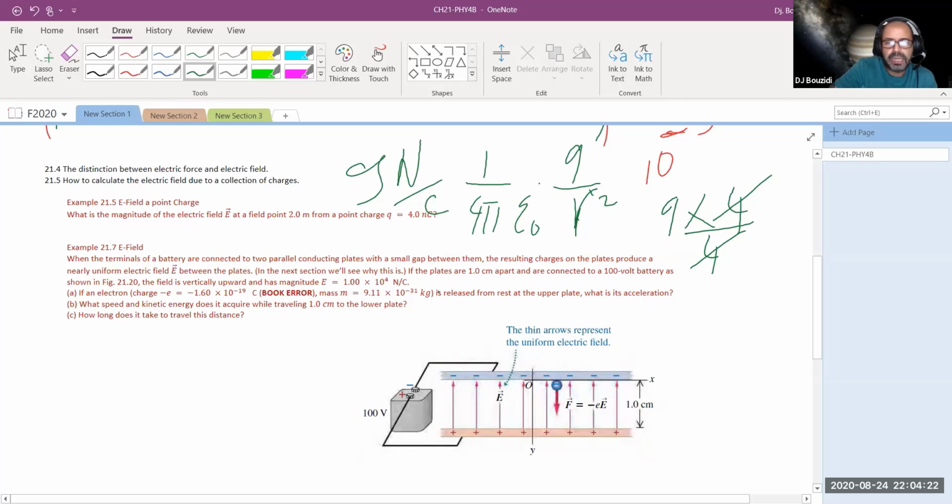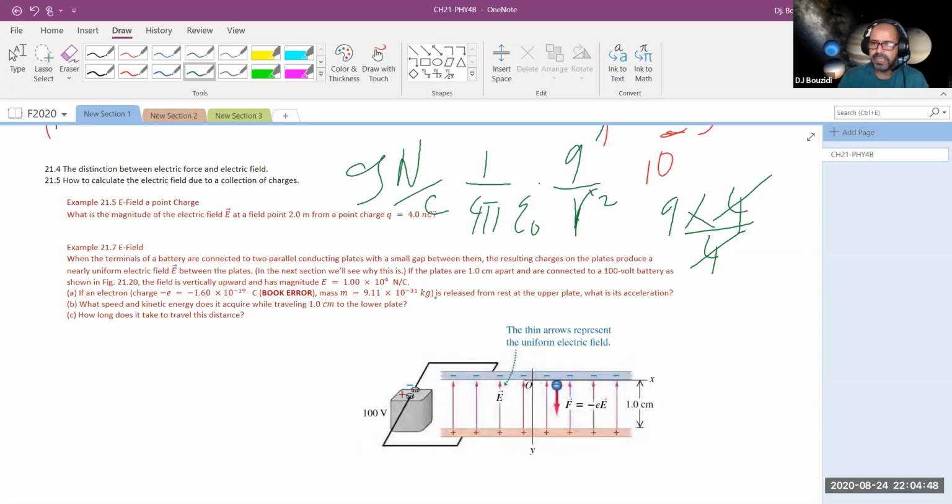And it's asking you, we drop a charge, an electron of charge negative 1.6 times 10 to the negative 19, and we know the mass, 9.1 times 10 to the negative 31 kilogram, released from rest. So basically we'll hold on to it and then we release it from rest. So it doesn't have any initial velocity whatsoever at the upper plate. So we leave it at the upper plate.